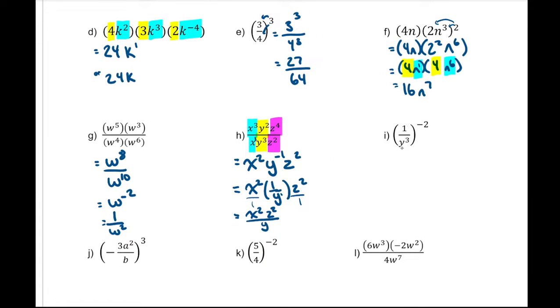For I, 1 over y to the power of 3, all to the power of negative 2. We've talked about when I have a fraction with a negative exponent, I just flip my fraction. So this becomes y to the power of 3, you could say over 1, but it doesn't really change anything. And this exponent now becomes positive. This is a straightforward power to a power. So this becomes y to the power of 3 times 2, which is 6.